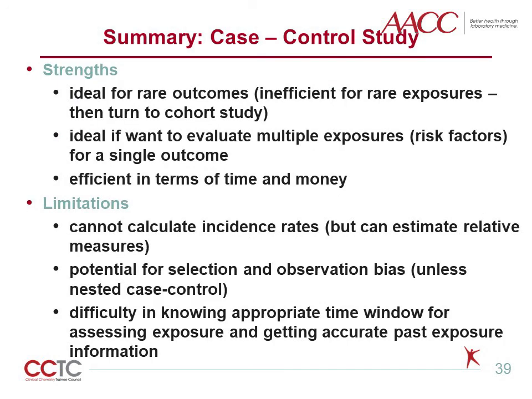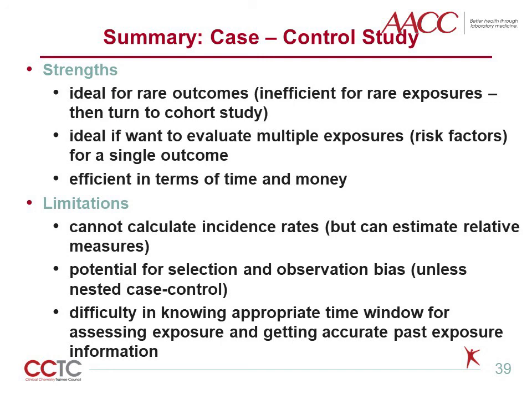So summary for case control studies, the strengths are they are ideal for rare outcomes. They're not very good for rare exposures because you would need a tremendous number of cases and controls to have enough who had a rare exposure for you to be able to make that comparison. So if your exposure is rare, you turn to a cohort study. If your outcome is rare, you turn to a case control study.